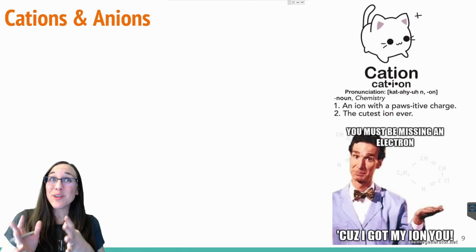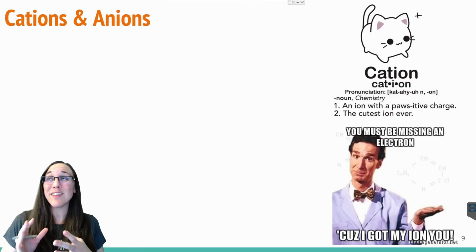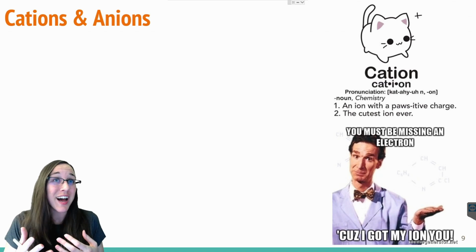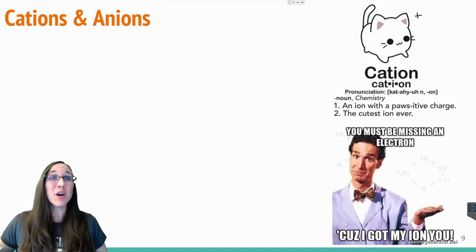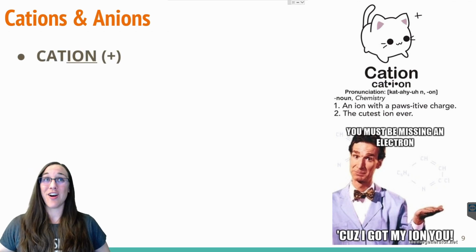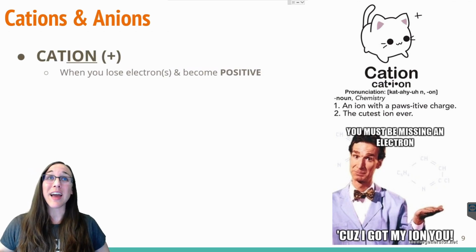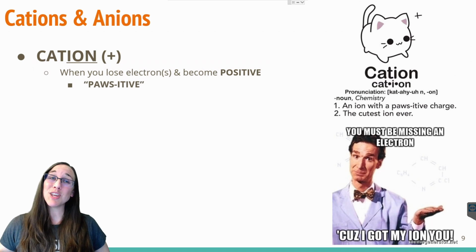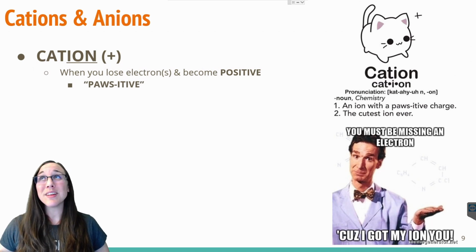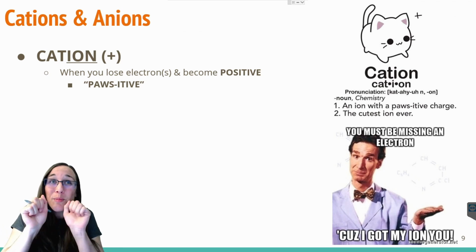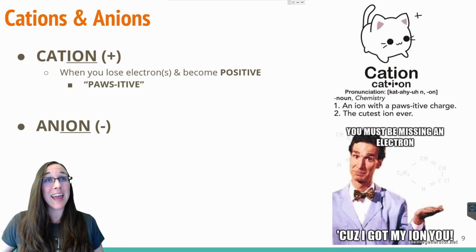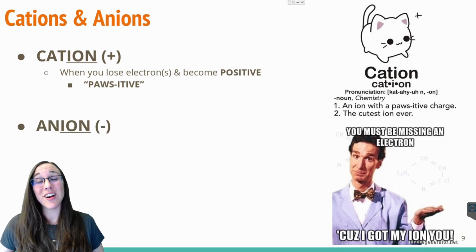Now we have a different word for each type of ion. If it happens to be a positive ion, i.e. an atom that has a positive charge on it, we call it a cation. And an easy way to remember that is that cats have cute little paws. And so you can think that cations are positive. They got cute little paws. They're positive. And anions are negative.